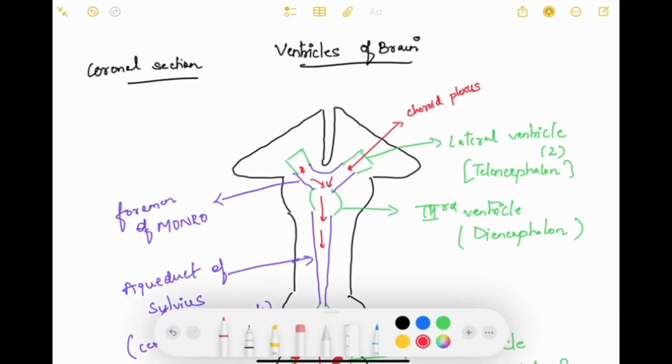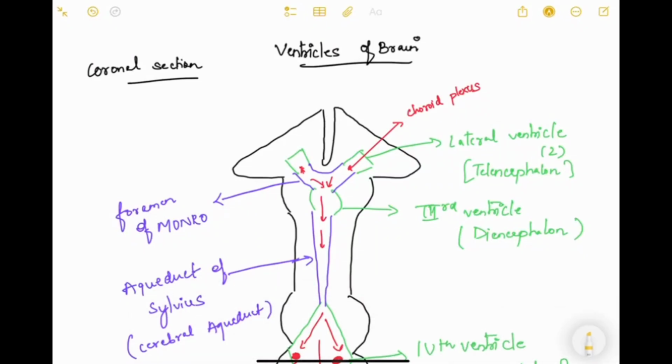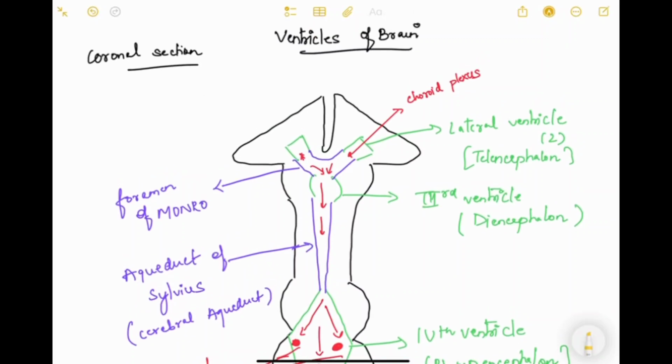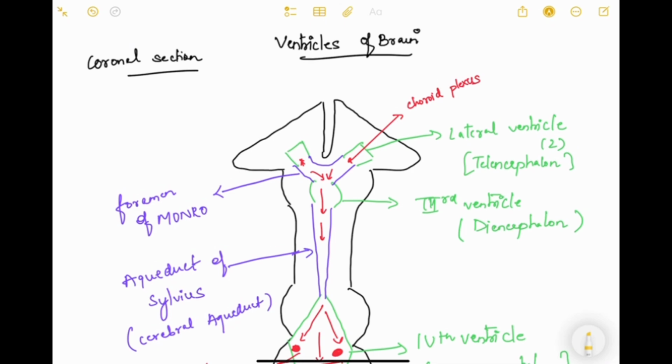Hello everyone, in this video we are discussing the ventricles of the brain. Here you can see this is a coronal section. Coronal section means we are dividing the brain into anterior and posterior parts. So this is the coronal section and we are discussing the ventricles of the brain. First of all, you see this animation. In this you can see clearly the ventricles of the brain.